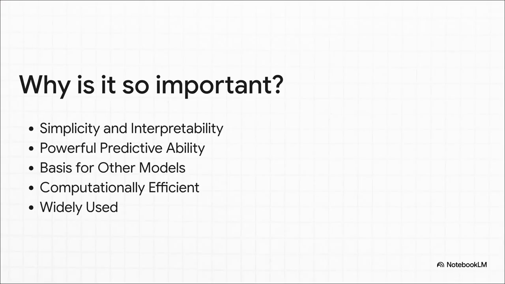For something so straightforward, linear regression is an absolute superstar in data science. And there are a few big reasons why. First, it's blazing fast to run. Second, it's super easy to understand and explain to someone, which is a huge plus. And finally, its core ideas are the foundation for tons of more advanced models. So it's almost always the first thing you try as a baseline.